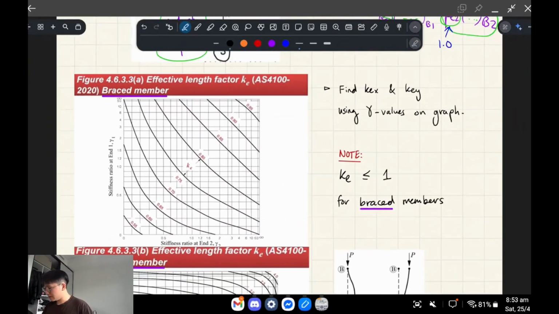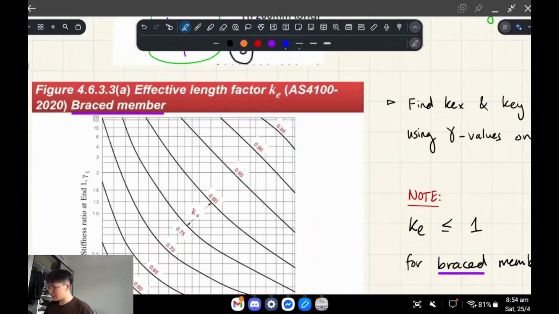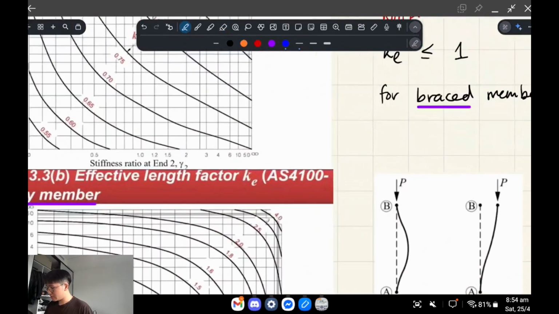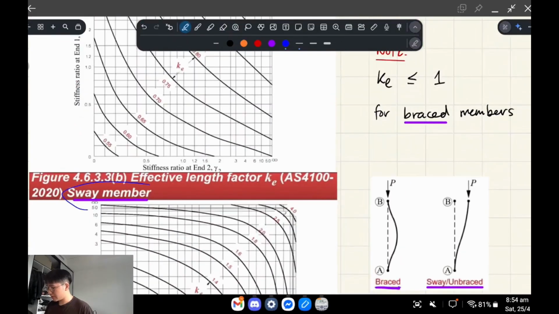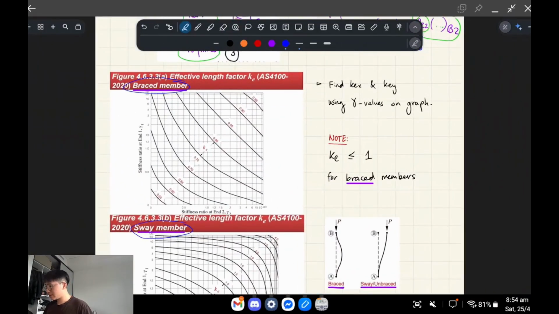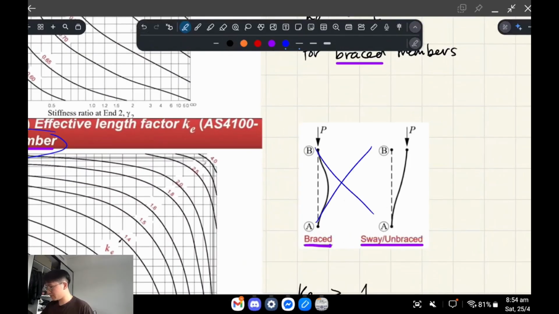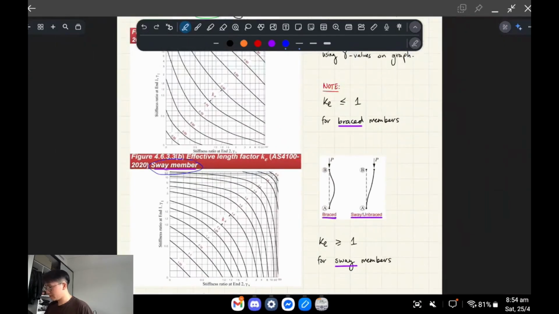Okay, so what do you do with this information? Basically, this is a diagonally symmetrical graph, and there's 2 of them. This first one that I've shown you is for braced members, and this bottom one is for sway members. So the idea is first you have to figure out whether your column's going to do this or this. If it does the thing on the left, it's braced. If it's got cross bracing, for example, it's braced. Otherwise, it's sway.